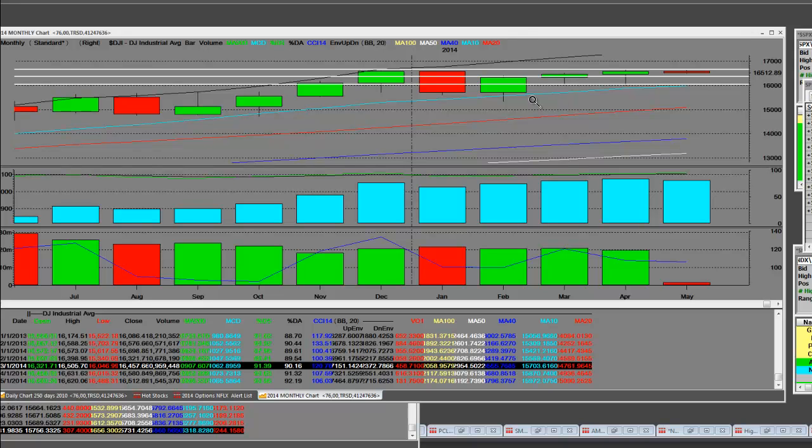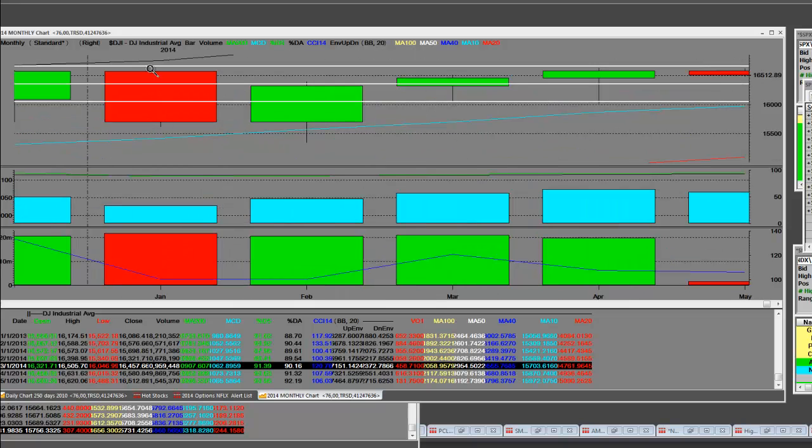11:13 a.m. Pacific Standard Time, 5/4/2014, on a very nice Sunday morning. And this is the complete picture of the monthly side of that Dow.